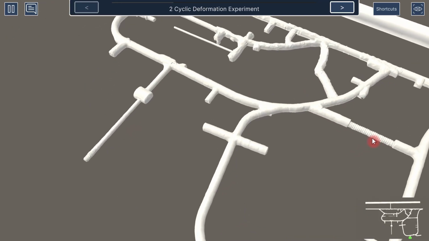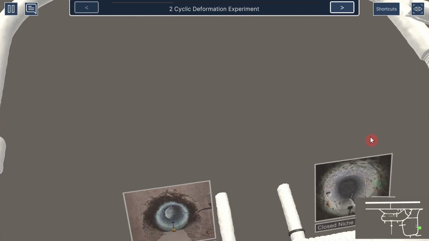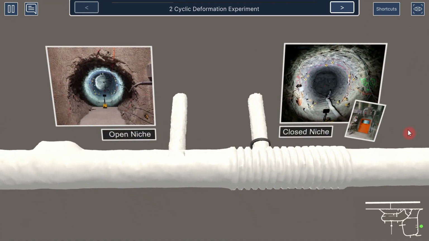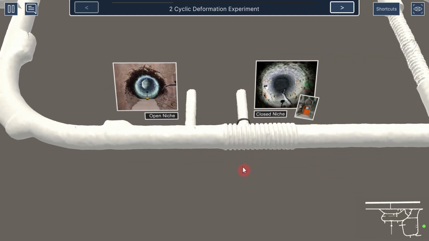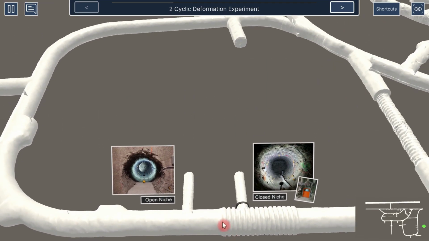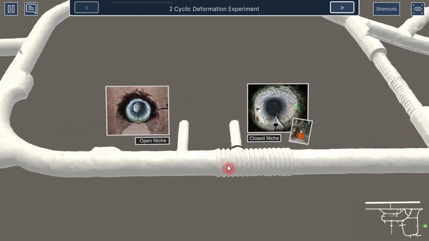Here you can see the cyclic deformation experiment, which aims to investigate the influences of the seasons on the properties of opalinous clay. For this purpose, two very similar niches were drilled next to each other. They each have a diameter of about 2 meters and are circa 11 meters long.